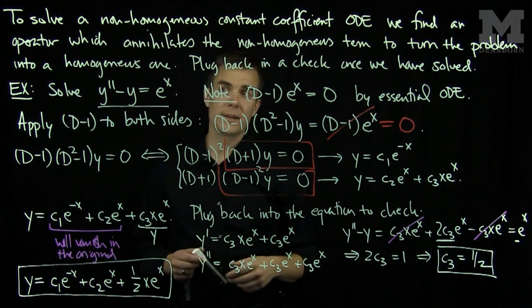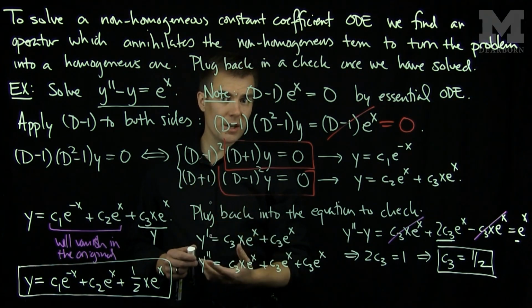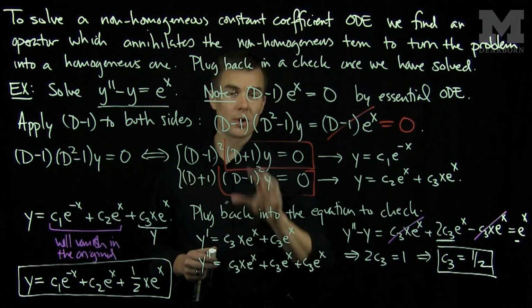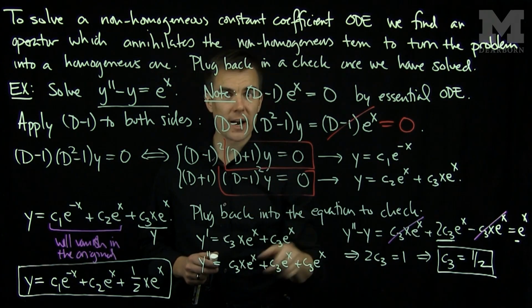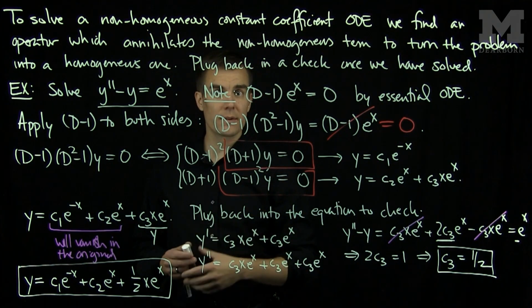So, to summarize, in order to solve non-homogeneous constant coefficient ODEs, we annihilate the right-hand side, we plug back in and check to make sure that we have the right number of constants.